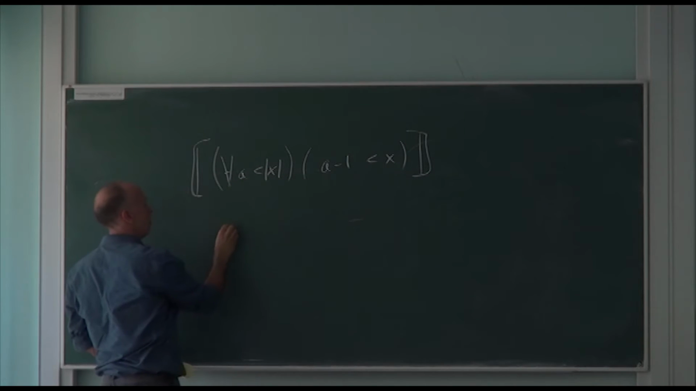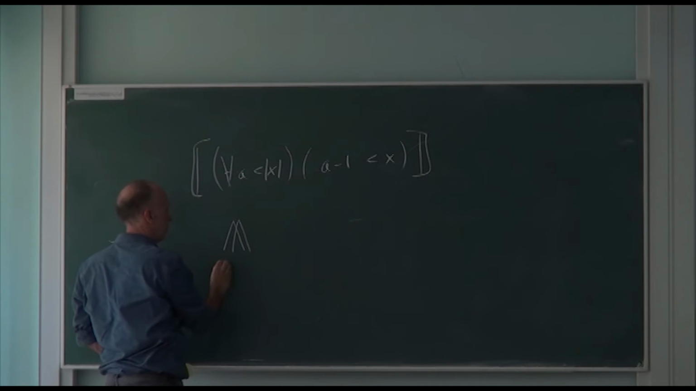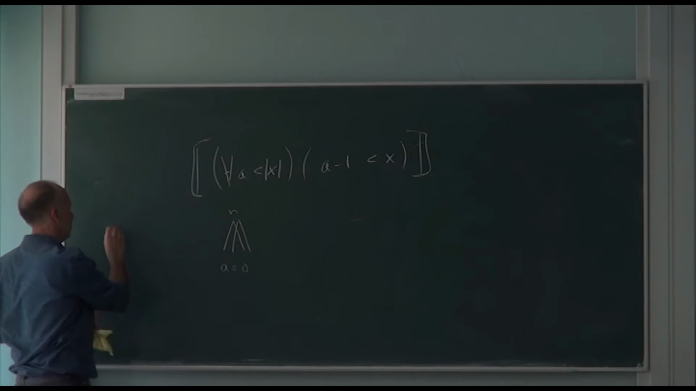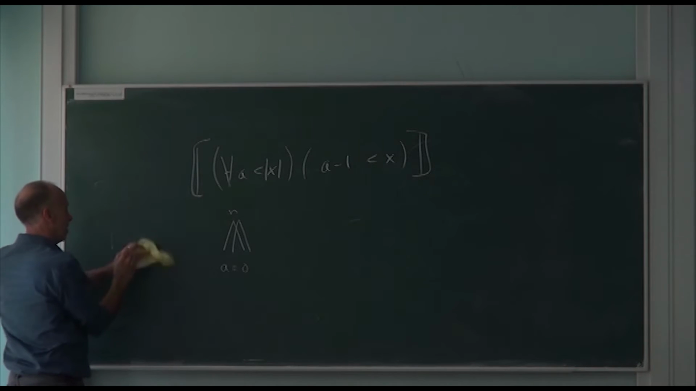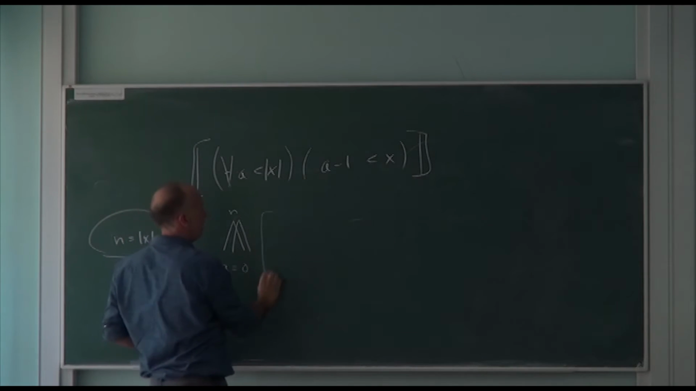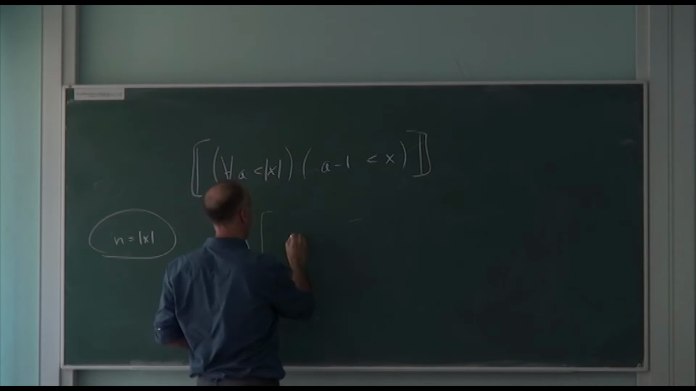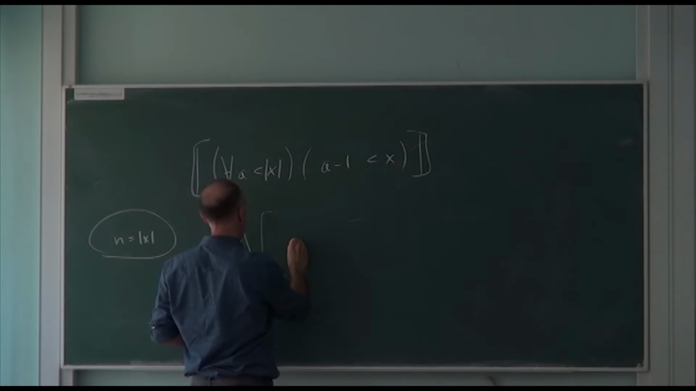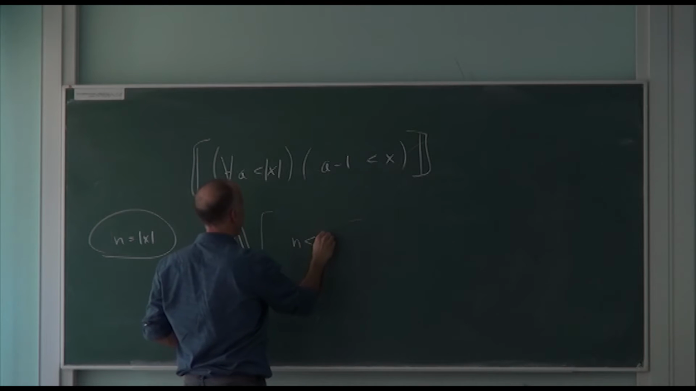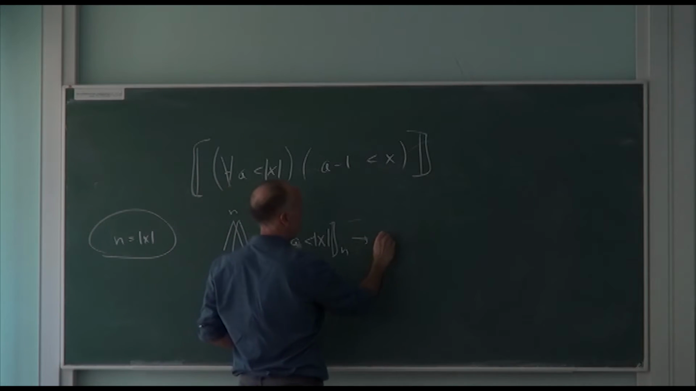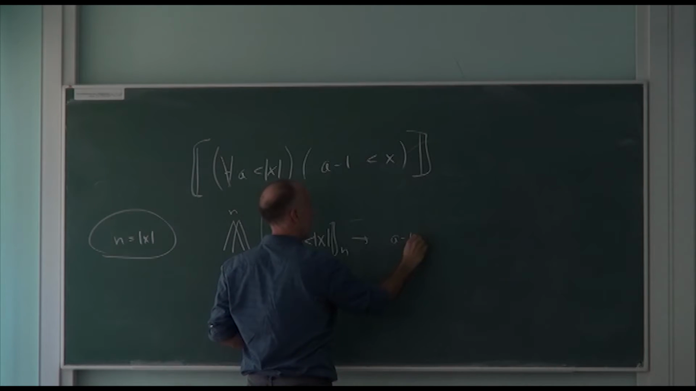I'm sorry about that. What this should do is turn into the conjunction over a, where a ranges from 0 to n. Remember, n is the length of x. Then we take the statement here: if a is less than x sub n, then a minus 1 is less than x.